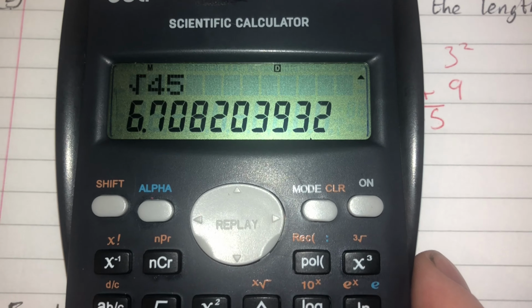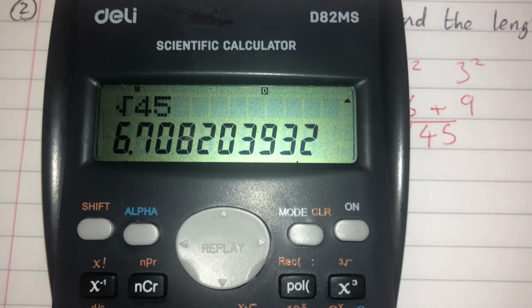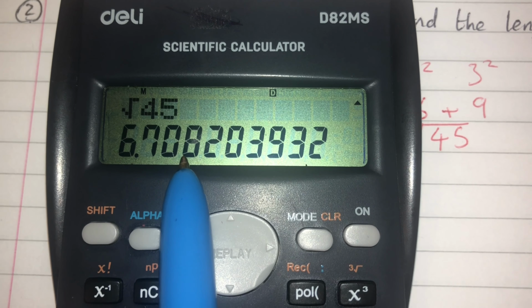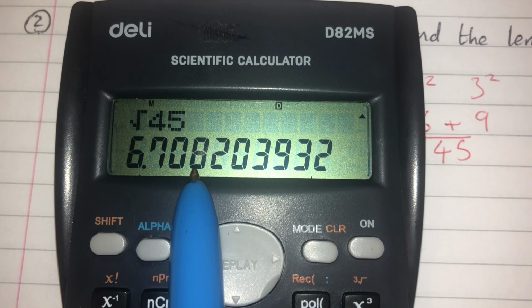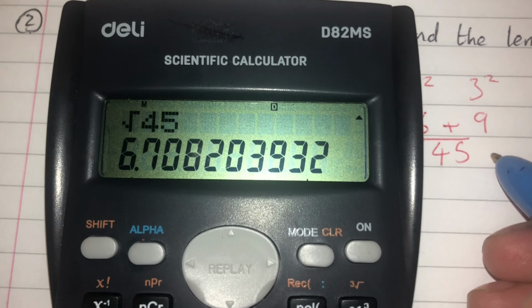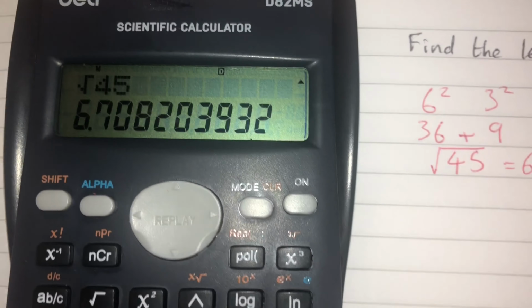You'll often be asked in a question like this to round to a suitable degree of accuracy. I'm going to round this to 2 decimal places. So that means after the 0, I'm going to cut these numbers off. And because this is an 8, the 0 will round up to a 1. So my answer is 6.71. And again, my units, centimeters.